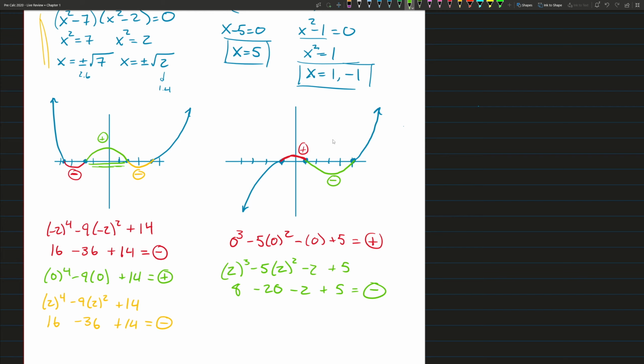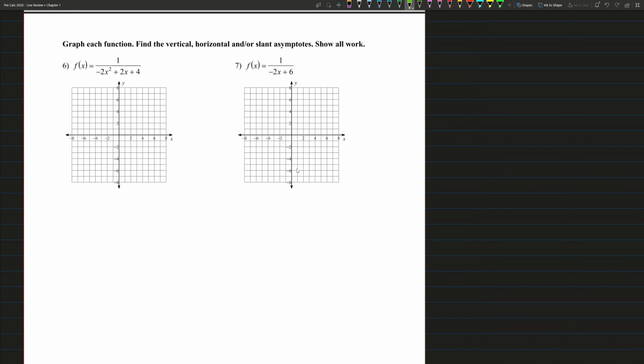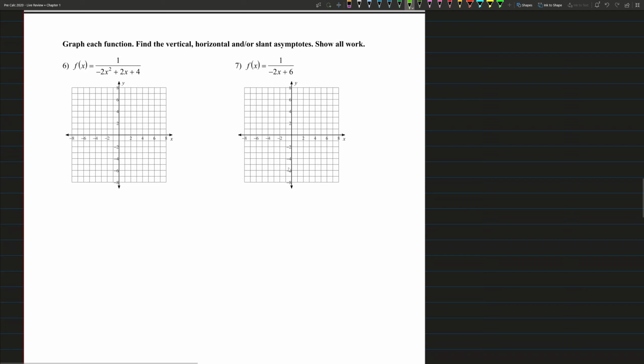Okay. So we'll move on. And this gets to the asymptote stuff. And then we're almost done. So there are a lot of rules for asymptotes. We still have to know them. All right.